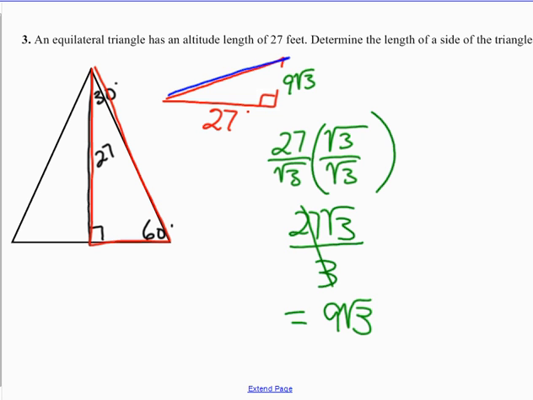Now I know that the hypotenuse is going to be 2 times the short leg. So that's 2 times 9 radical 3. So 2 times 9 radical 3 is going to be the hypotenuse. Let's call that y. That is going to be 18 radical 3. And that's going to be the length of this side here.